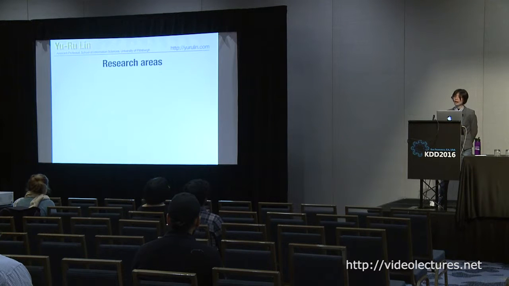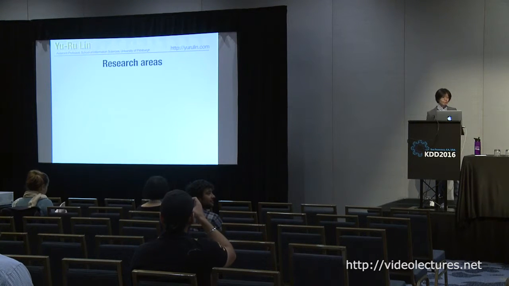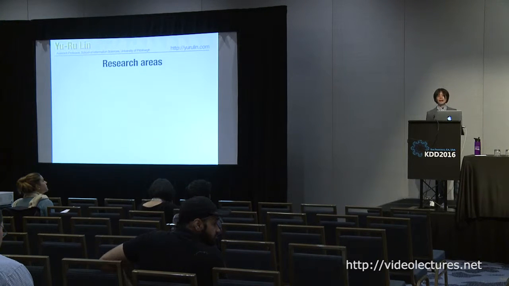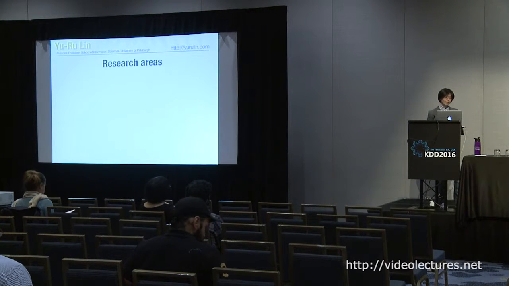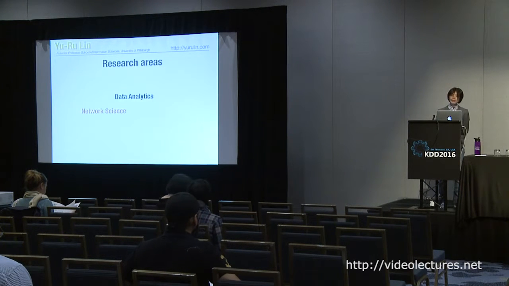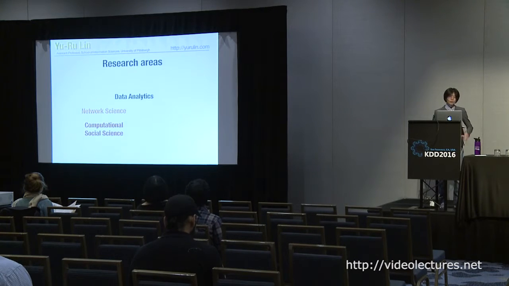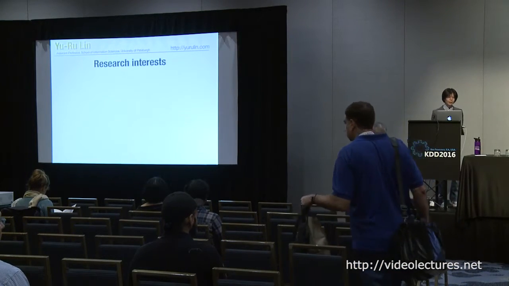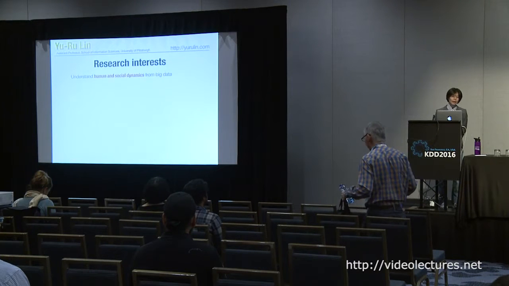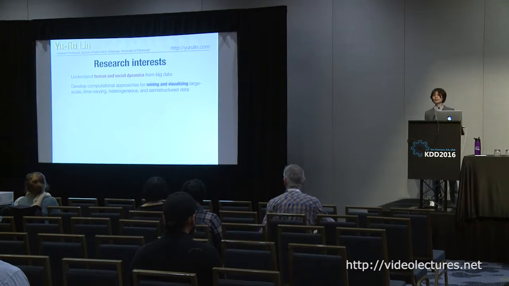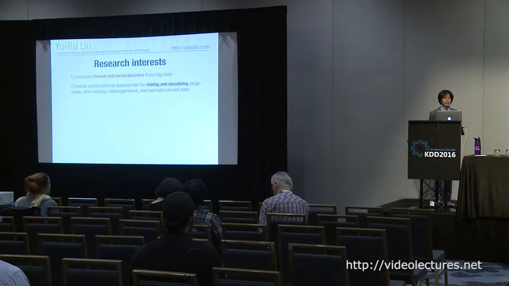Okay, so first I'll give a bit of an overview of my research. I'm a computer scientist by training, and I'm now a computational social scientist. The research that my group and I have been doing is in the area of data analytics, and we are focusing on network science and computational social science. Another research area we have been working on is data visualization. Specifically, I'm interested in understanding human and social dynamics from big data, such as cell phone data, social media data, and news media and blog media.